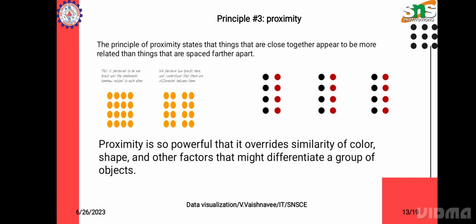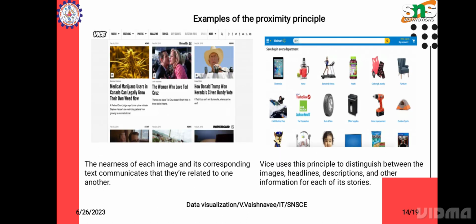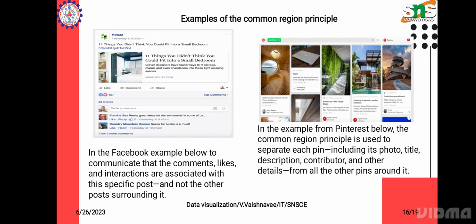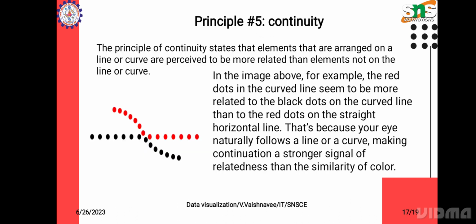Proximity. Proximity states that things that are closer together appear to be more related than things that are spaced further apart. It is powerful, in that it overrides similarity of color, shape and other factors that might differentiate a group of objects. The nearness of each image and its corresponding text communicates that they are related to one another.